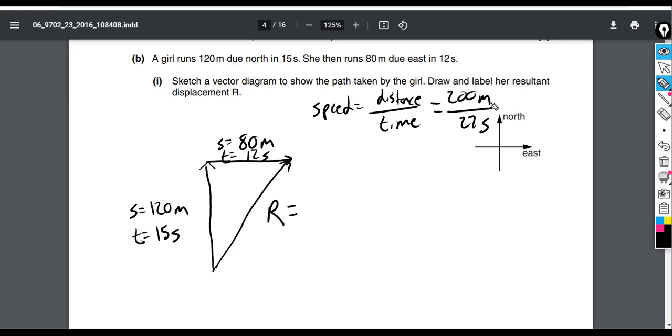Any questions about where those values came from for calculating the speed? Everybody connect that pretty well? It's like, yeah, that makes sense to me. Got it. That's the definition. Or like, wait, where'd you get 200 from? If you go 120 this way and 80 that way, see what I've done there? Just added those. That's the total distance. Total distance is 200 meters.